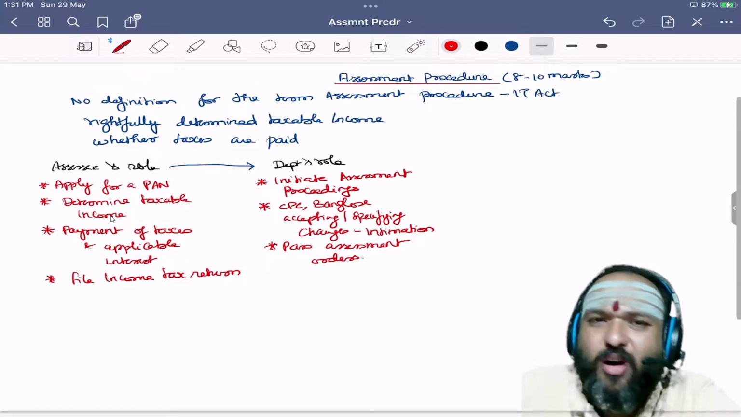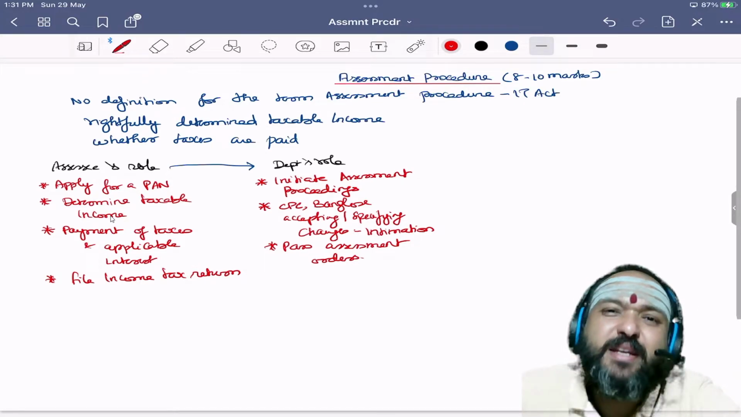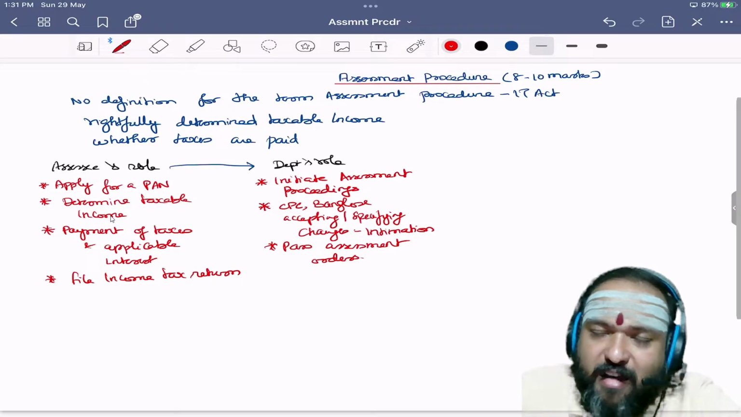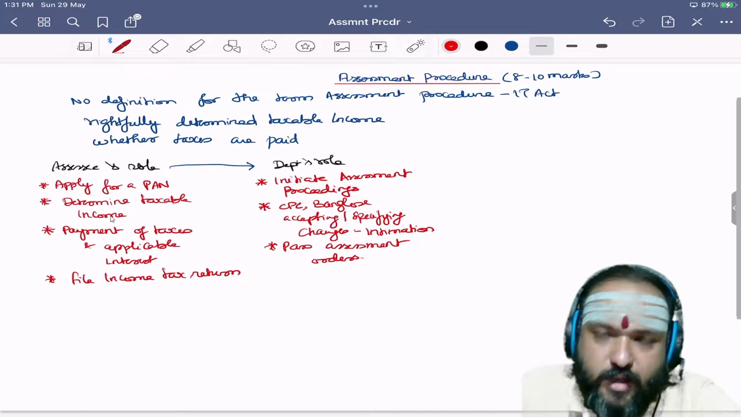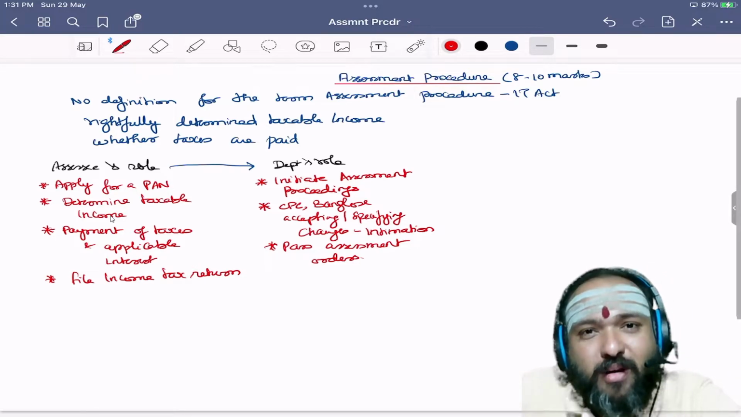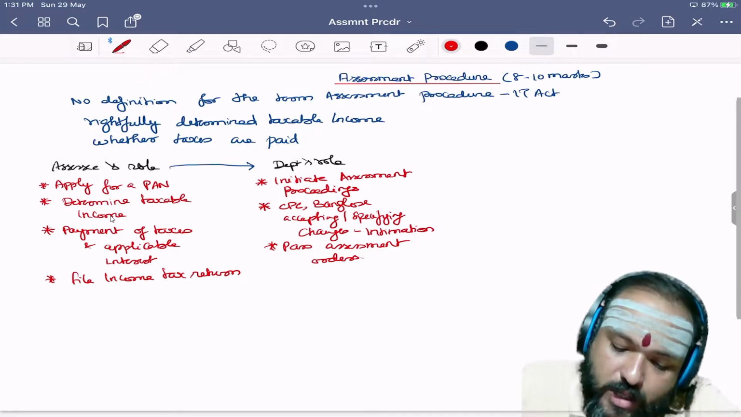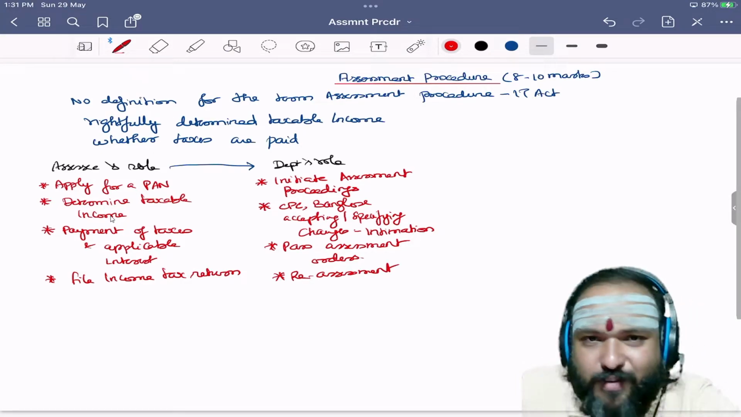And not only that, wherever they feel that after passing the assessment order, they are of the view that some income has not been offered to tax, within a specified time limit, which we will study in due course, they have found out that you have not offered some income to tax. They would go ahead and start what is called reassessment or reopening of assessment.